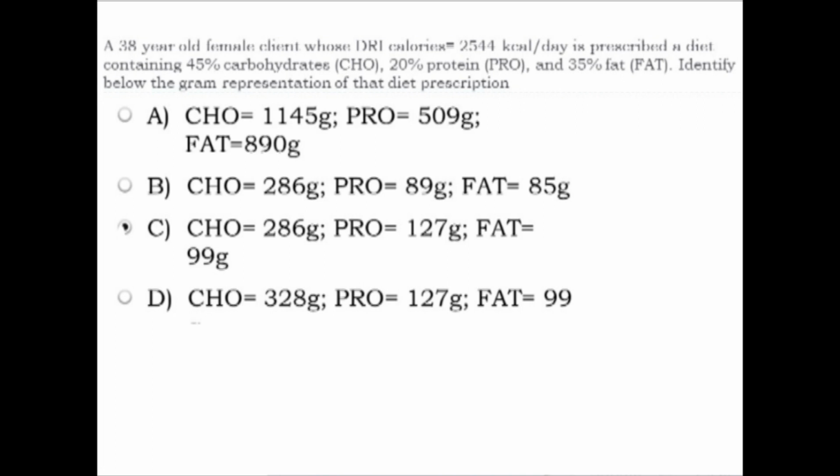The protein then at 20%, we do the same calculation, 2,544 times 0.2 divided by 4, and we get 127. So far, so good. And then we do fat at 35%, so 0.35 times 2,544, divide that by 9, and we get 98, or 99 if we round it up. And hence the correct answer is C.